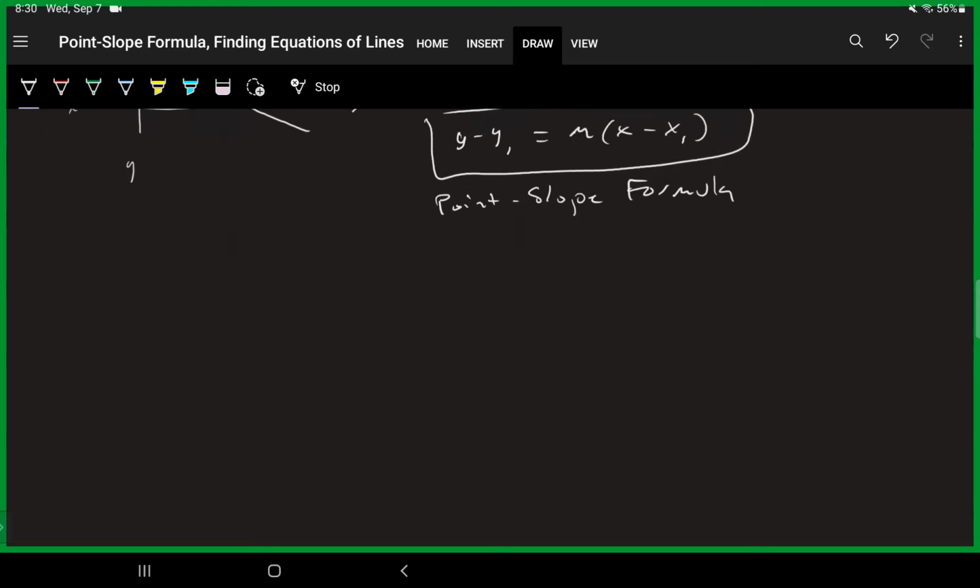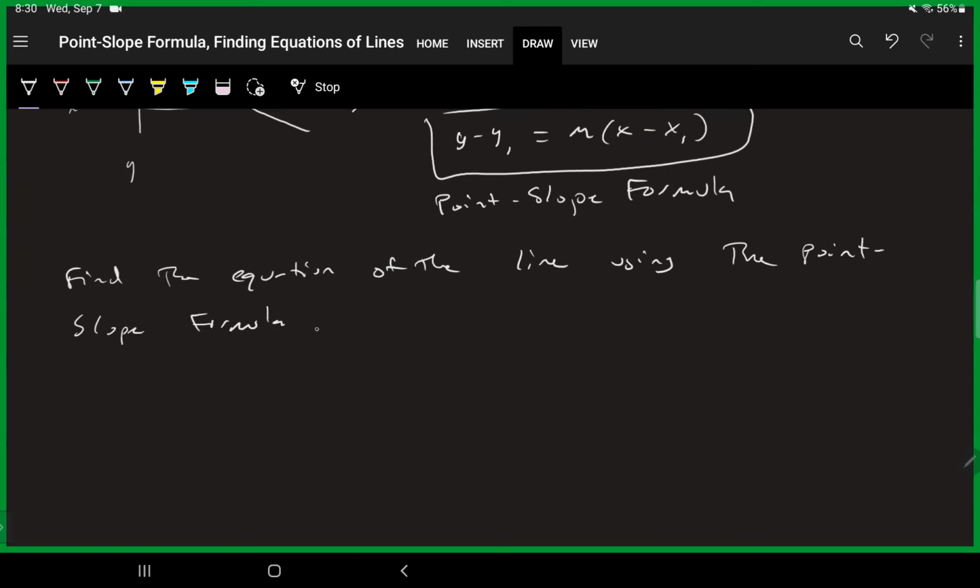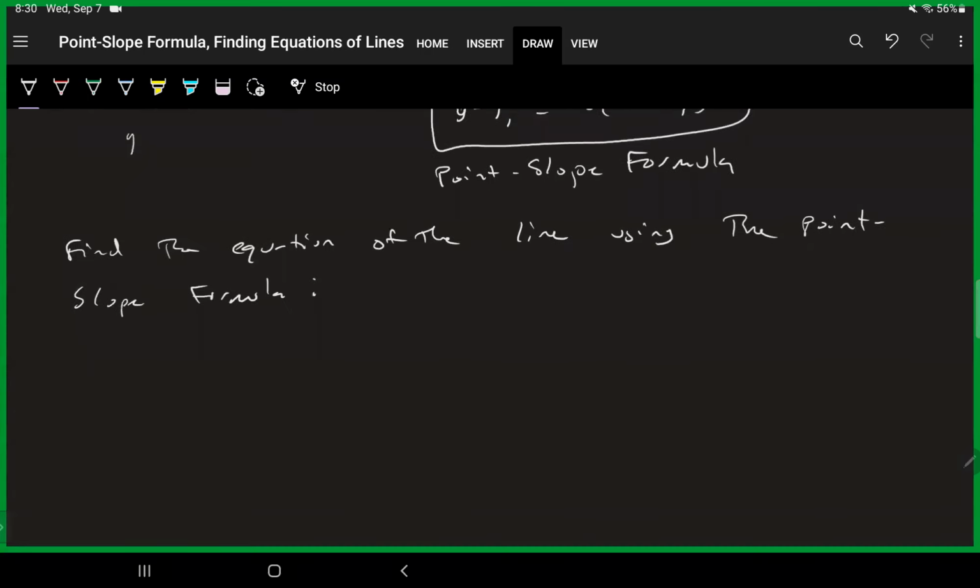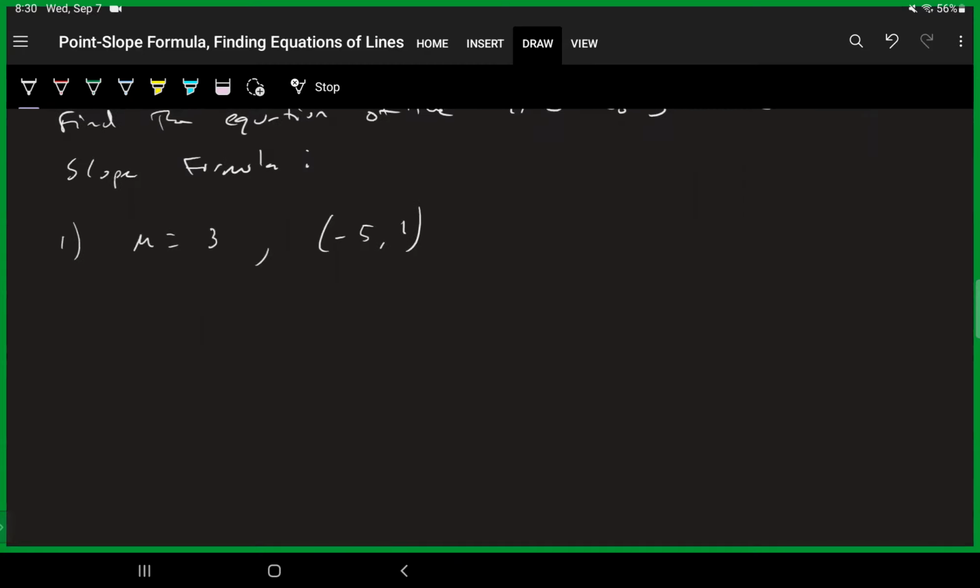So really quick, do a few examples. One, we're given m is 3 and point of -5, 1. So if we're given a slope of 3 and a point -5, 1, I recommend writing the formula every time you use it, and it'll help you memorize it.